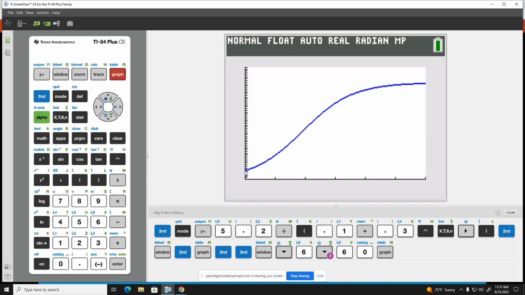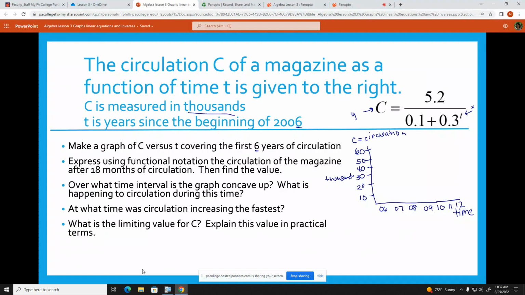So I see that it didn't start really at 0. It starts up a little bit, and it gives me this curve that starts concave up, switches to concave down. So I'm going to attempt to draw that. It doesn't quite start at 0, comes up, and levels off around 52. So I'm a little bit above the 50 there. So I finished the first bullet point. I've made a graph, okay, first 6 years.